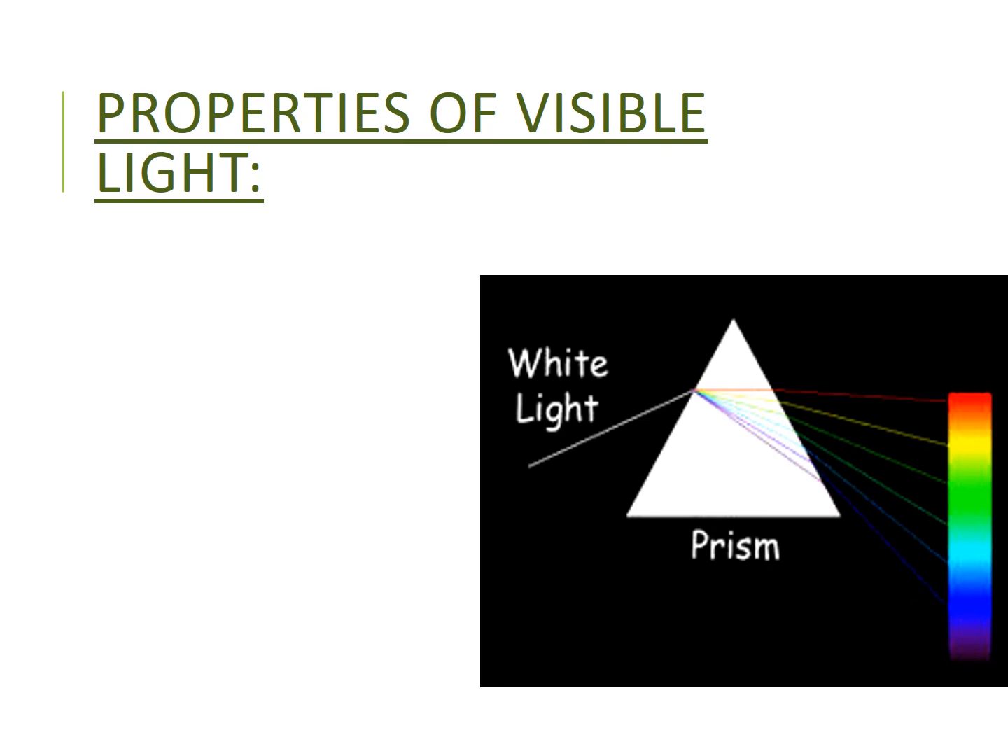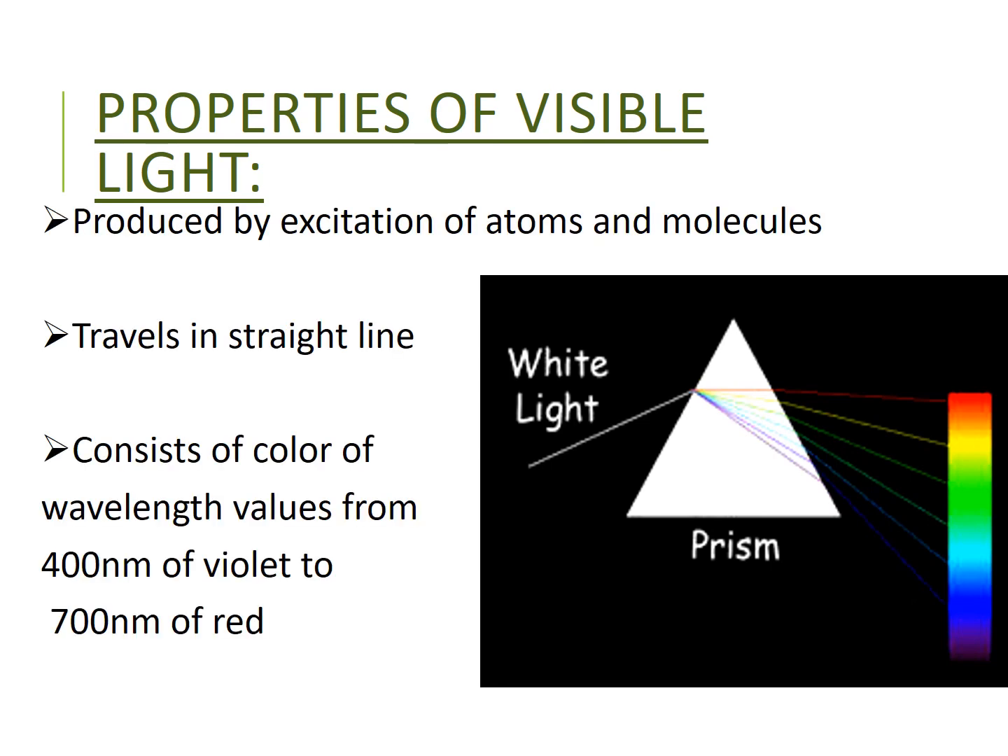What are the properties of visible light? Visible light is something that we can see using our eyes because it consists of wavelengths from 400 nanometers to 700 nanometers: violet, blue, green, yellow. You can see all these colors. They are also produced by excitation of atoms and molecules. They can also travel in.